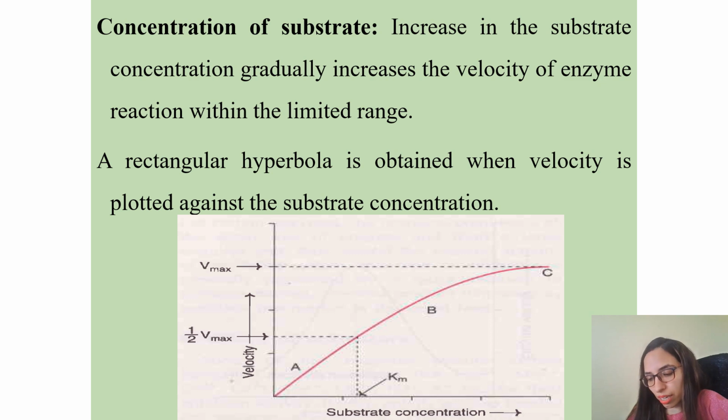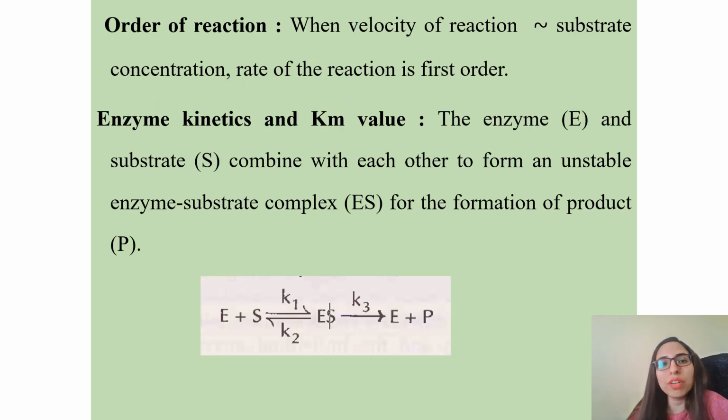Before proving it, you have to know what this Km is. For that, you need to know the order of reaction. When velocity is directly proportional to substrate, the rate order is first order, and this is enzyme kinetics. In enzyme kinetics, we learn how the enzyme combines with the substrate to produce an unstable enzyme-substrate complex, as I told you. This is K1, K2. Here I mentioned K2. It's your wish, you can write K1 or K2, it is just a method of expressing things.